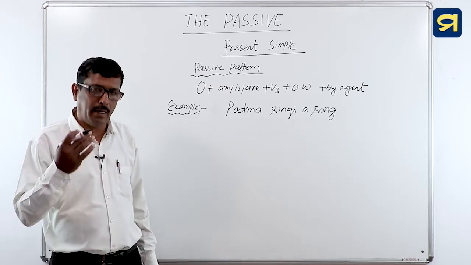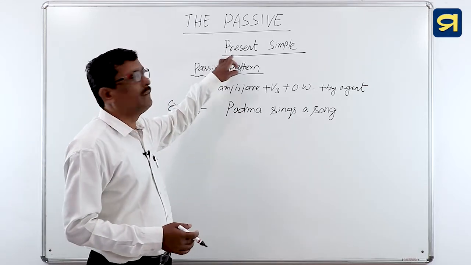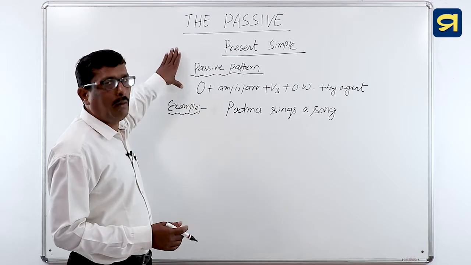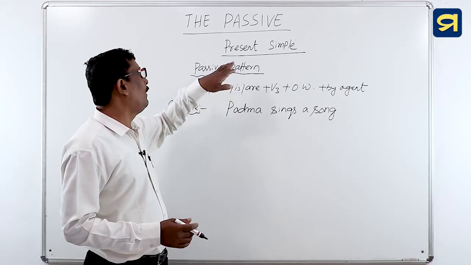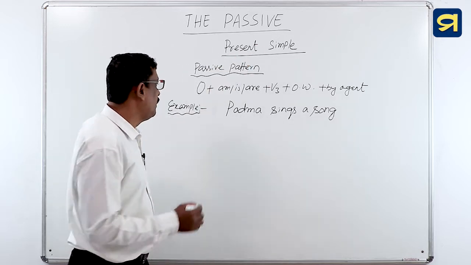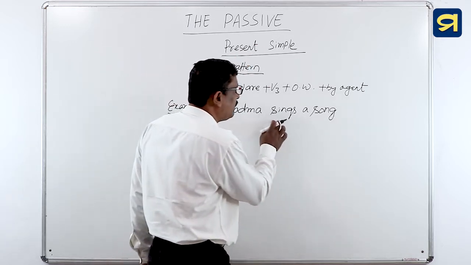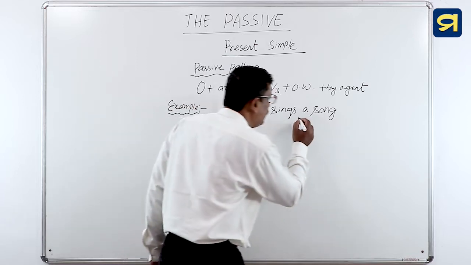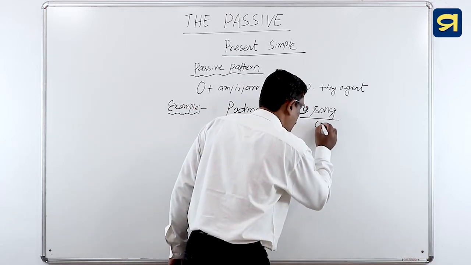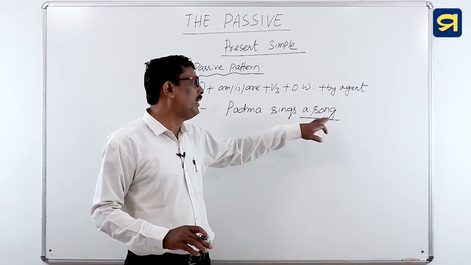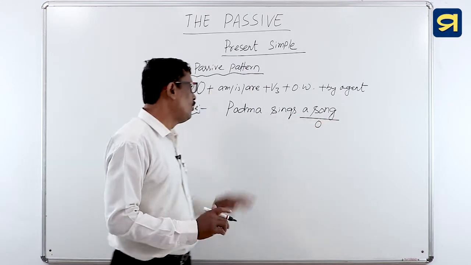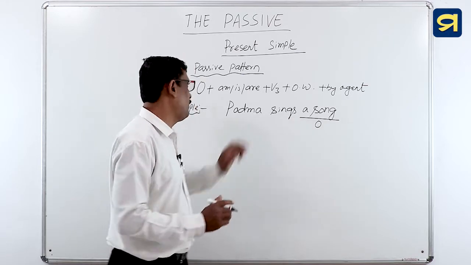Now we will change from active voice to passive voice in present simple tense. We have already discussed the passive pattern of present simple tense. So accordingly, Padma sings a song. In this sentence, a song is the object. After the lexical verb, by using what, we get the answer, a song. So a song is an object.